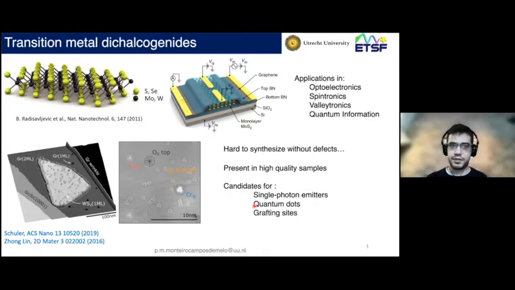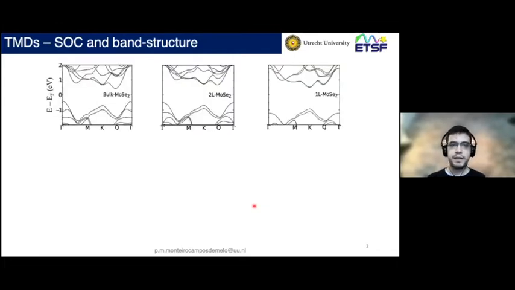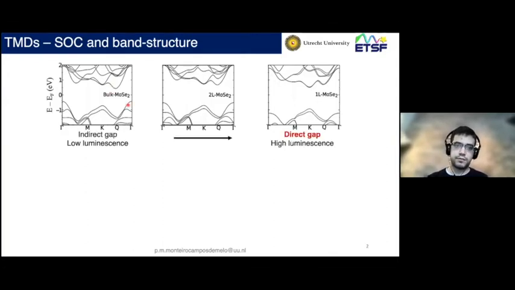Now, why are transition metal dichalcogenides so interesting, and why have they been gaining traction as candidates for all these applications? Well, it's related to their chemical composition and geometry. They have a hexagonal lattice, but unlike graphene, they have a gap due to the lack of inversion symmetry. And this gap changes from indirect in the bulk to direct, so they will have high luminescence in the monolayer case.